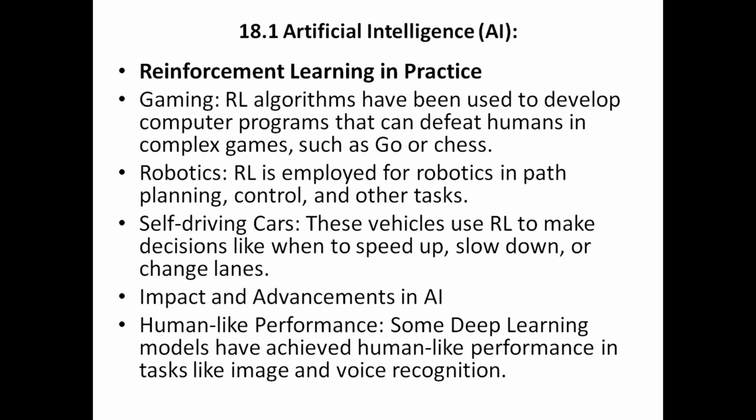It can be used in gaming, where it is used to develop computer programs that get much better the more a user plays against them, such as chess, such as Go. In robotics, it is employed for path planning, control, and other tasks. In self-driving cars, it is used to make decisions like when to speed up, when to slow down, when to change lanes, etc.